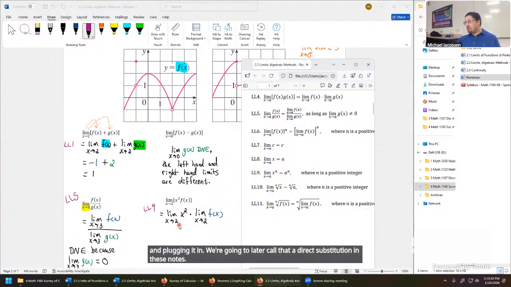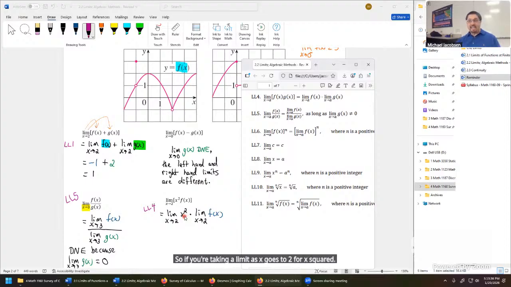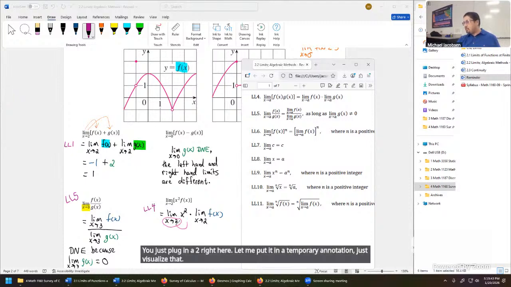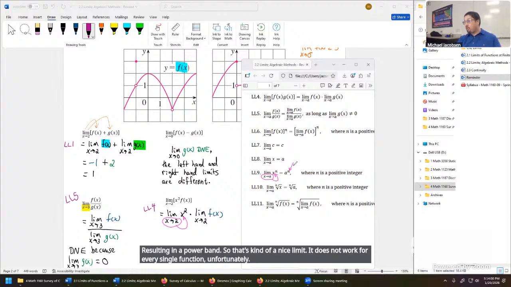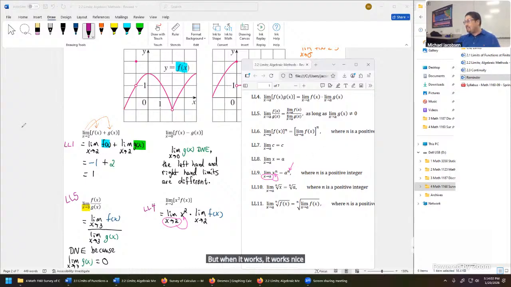So if you're taking the limit as x goes to 2 for x squared, you just plug in a 2 right here. Let me put in a temporary annotation, just to visualize that. 2 is going to go into that side there for x squared. Much like limit law 9, a goes inside of x power of n, resulting in a power of n. So that's a kind of a nice limit. It does not work for every single function, unfortunately, but when it works, it's nice. So limit law 9 is a great property. Any questions about it so far?